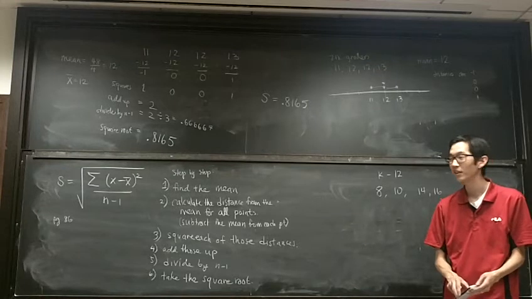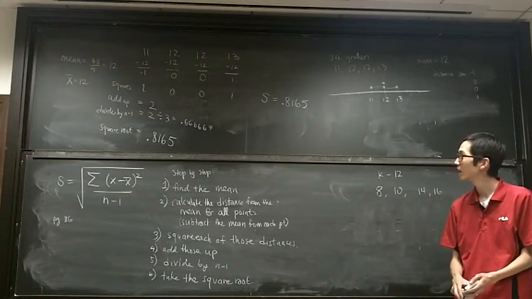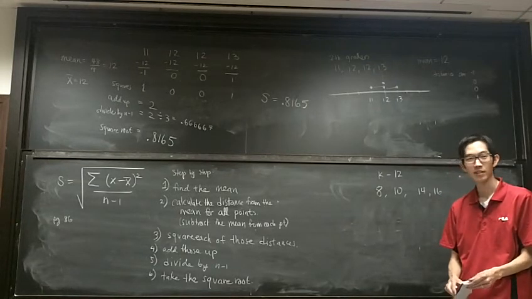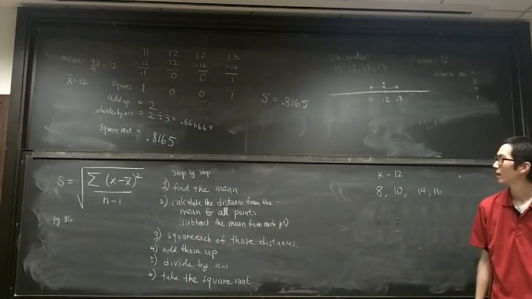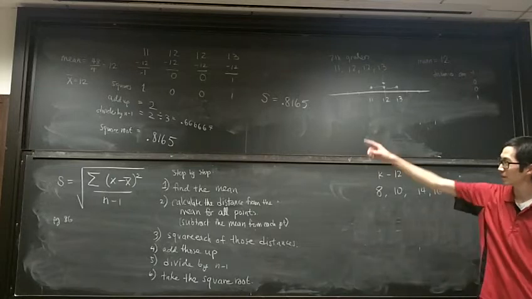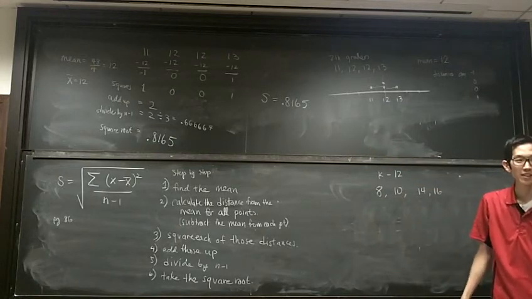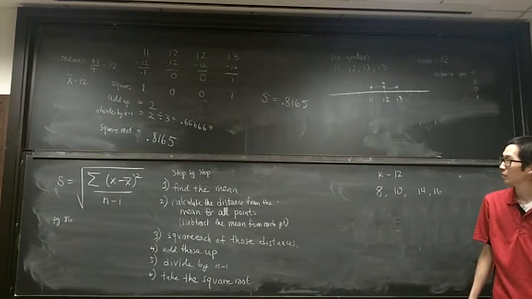Wait, the x bar is mean or median? It's mean. For the divide by n minus 1, you got the 2 because you previously added the squares up, yeah. Right? But what's the divide by 3? Like, how do we get that number? N minus 1 is 3.